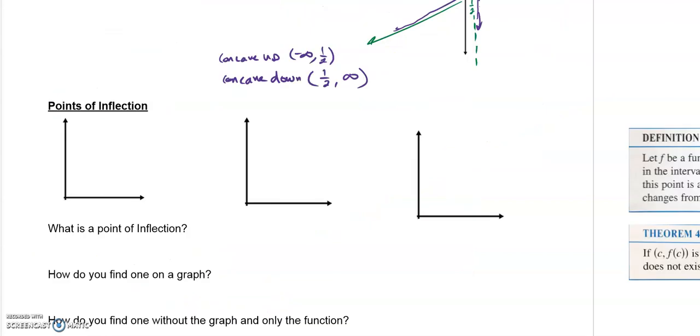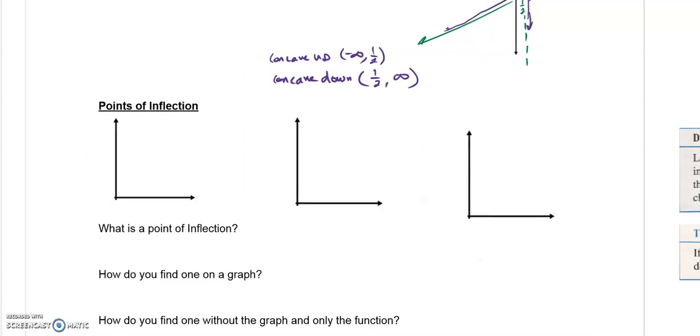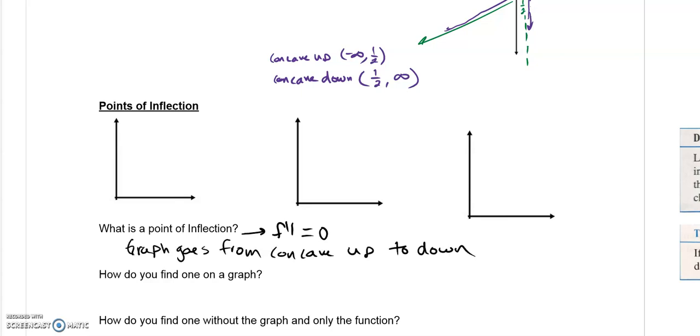We talked about the points of inflection, and so what we'll do is define points of inflection here, then we'll start another video to go over an example or two. But a point of inflection, remember, occurs where the second derivative is equal to 0. So in order to find it, find the second derivative and set it equal to 0. And a point of inflection is where the graph goes from concave up to concave down.